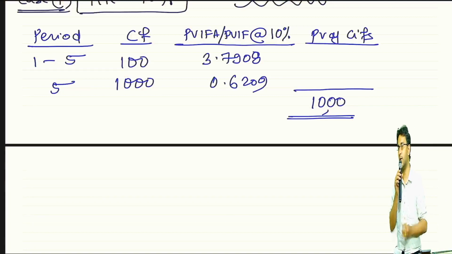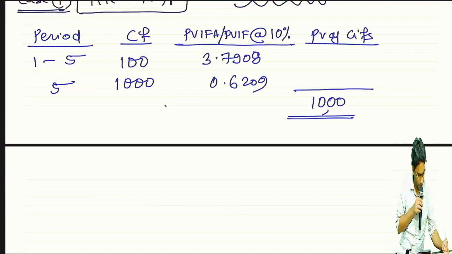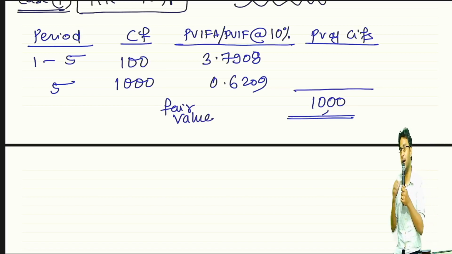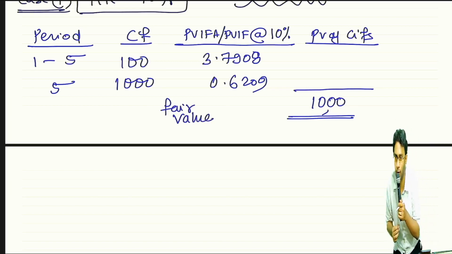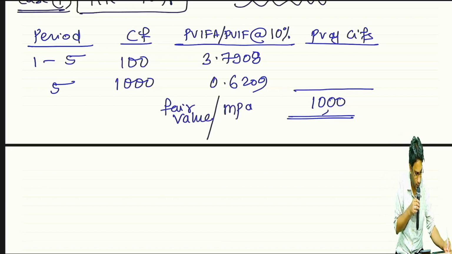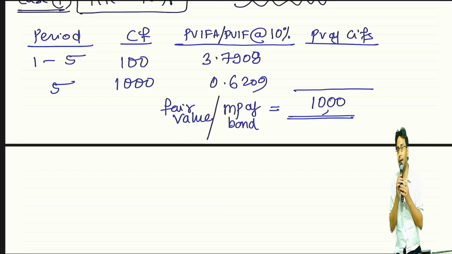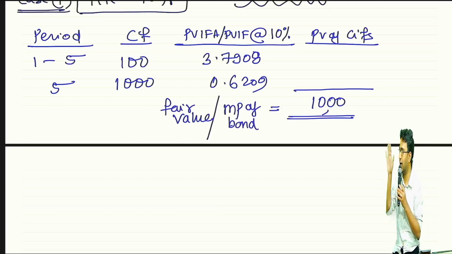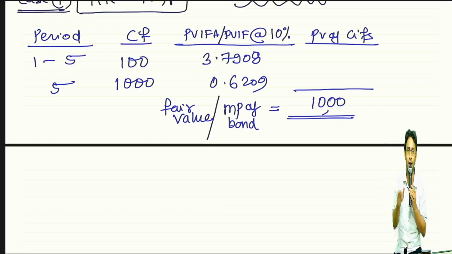Now what is this 1000? The result is the fair value of the bond. But I told you the bond is correctly priced, so this is also the market price of the bond. They both are the same. Will I buy or not? That question will not arise, because you will definitely buy the bond, since it is already correctly priced.